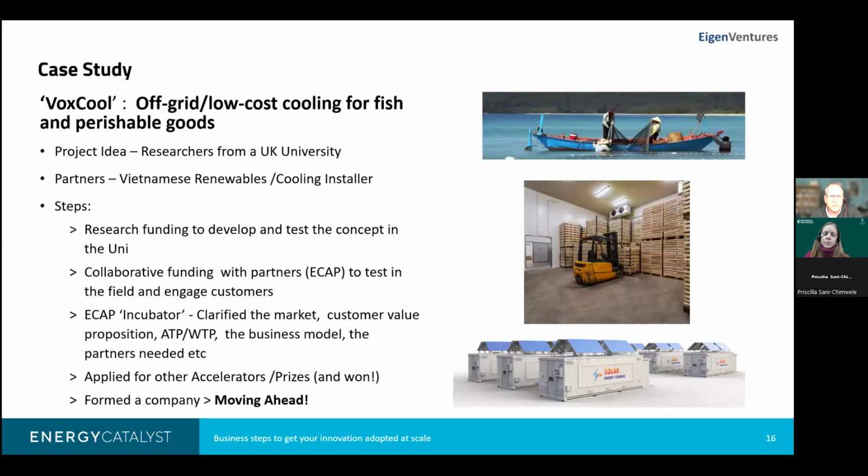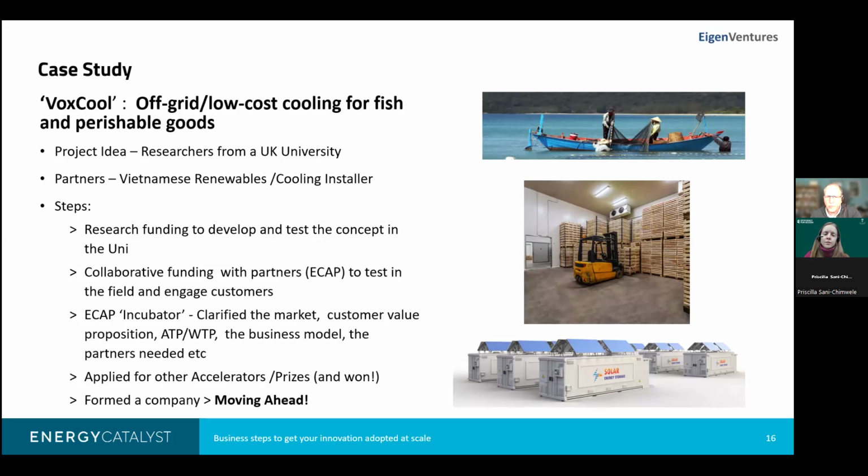Just very quickly, I'm conscious I'm running a little bit out of time. A case study of a consortium that I work with. Their working title for their company is Vox Cool. They have a proposition around providing very low cost off-grid cooling for fish storage or perishable goods. I've been working with them about a year now. The basic idea came from researchers from a UK university, who are developing technology around phase change materials for the cooling, which enables low cost, low energy cooling.